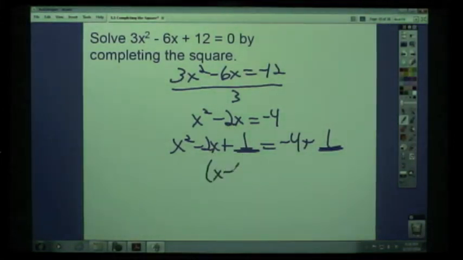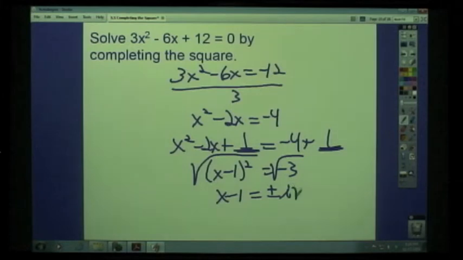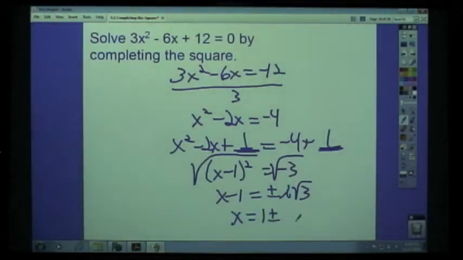So on the left, this is x minus 1 squared. On the right, negative 4 plus 1 is negative 3. Then you take the square root on both sides. That gives me x minus 1 equals plus or minus i square root of 3. Yes, the i comes out, but the 3 stays on the inside. That's the only thing you can do with this one, is take the i out, like I told you to do with any negative inside a square root. Then you add the 1 over. That's going to give me 1 plus or minus i square root of 3.